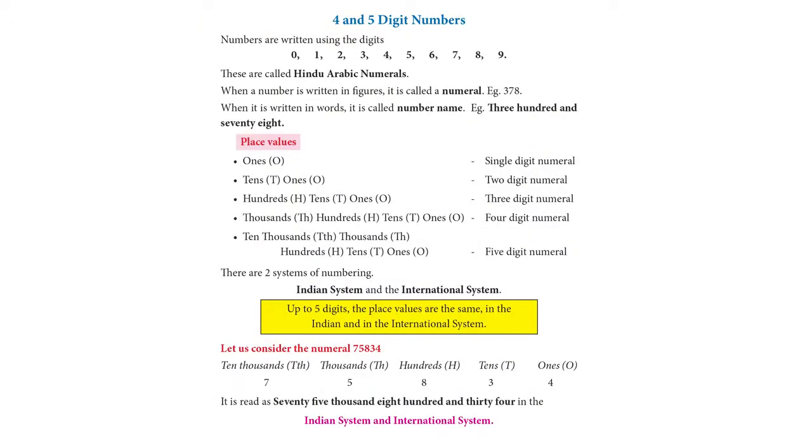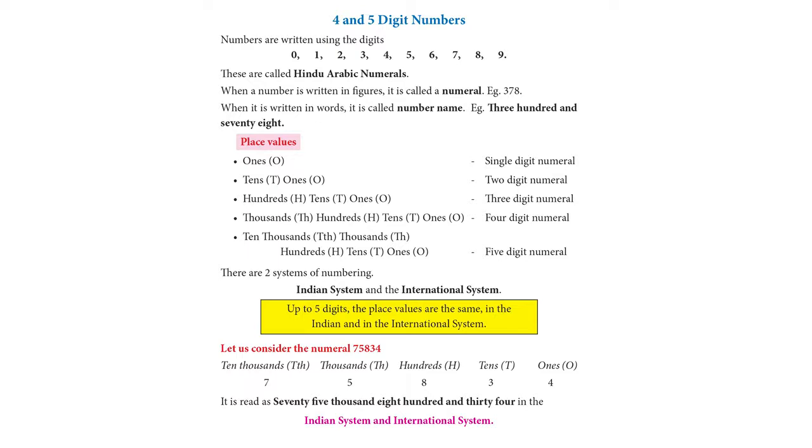Then we again come back to place values. We have learned there are ones, tens and hundreds, and very mildly we learnt about thousands too. Now we are going to learn about 10,000s in this unit. 10,000s means there are 5 digit numbers. We are also learning that this Hindu-Arabic numeral is also called the Indian system of numbering.